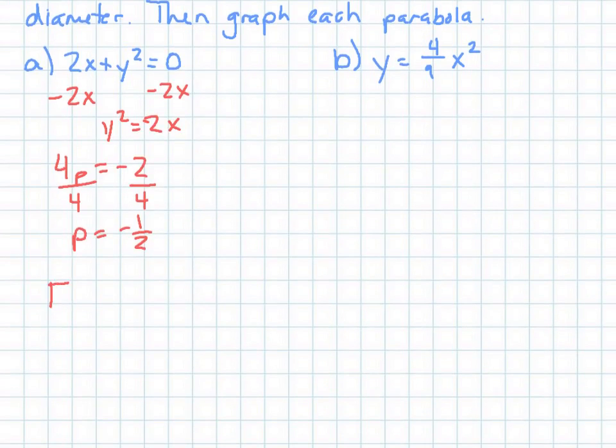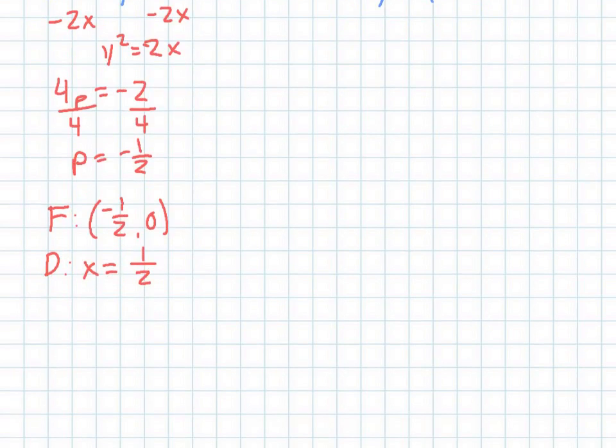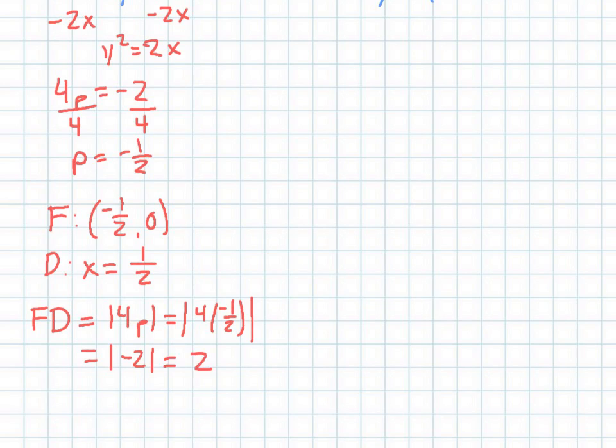So your focus will be the same as p comma 0, so negative 1/2 comma 0. Your directrix is going to be an x equals line, which is x equals negative p, so it's the opposite of what your p value is, which would be 1/2. Okay? And then also I want to find my focal diameter. Remember, that's the same thing as focal width. So the absolute value of 4p, so if you plug in 4 times negative 1/2, that gets you negative 2, and the absolute value of that is 2.